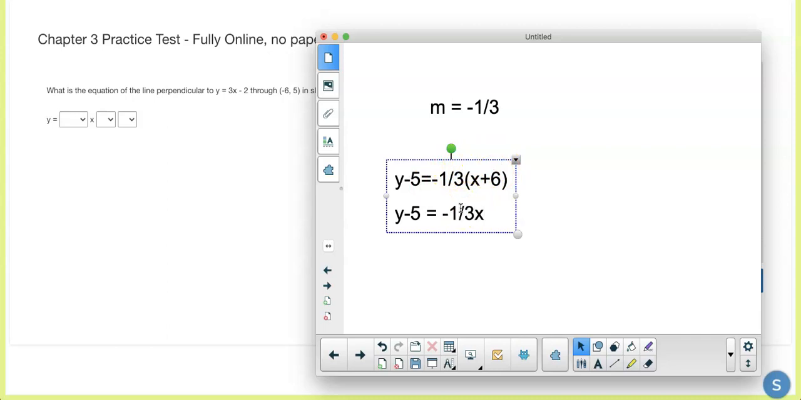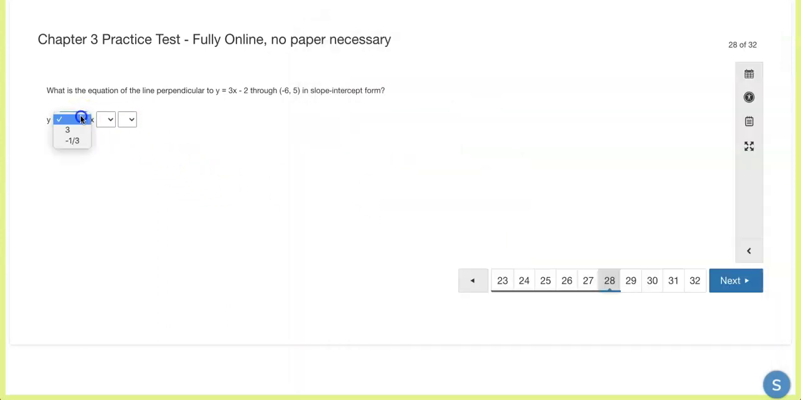So -1/3 x, and then minus -1/3 times 6 is -2. Then I'm going to add the 5 to both sides. So I just have y equals, it's still -1/3 x, and then -2 plus 5 is +3. So I'm going to do -1/3 x plus 3. So they wanted us to say in slope-intercept form, which made me do that extra step of distributing.